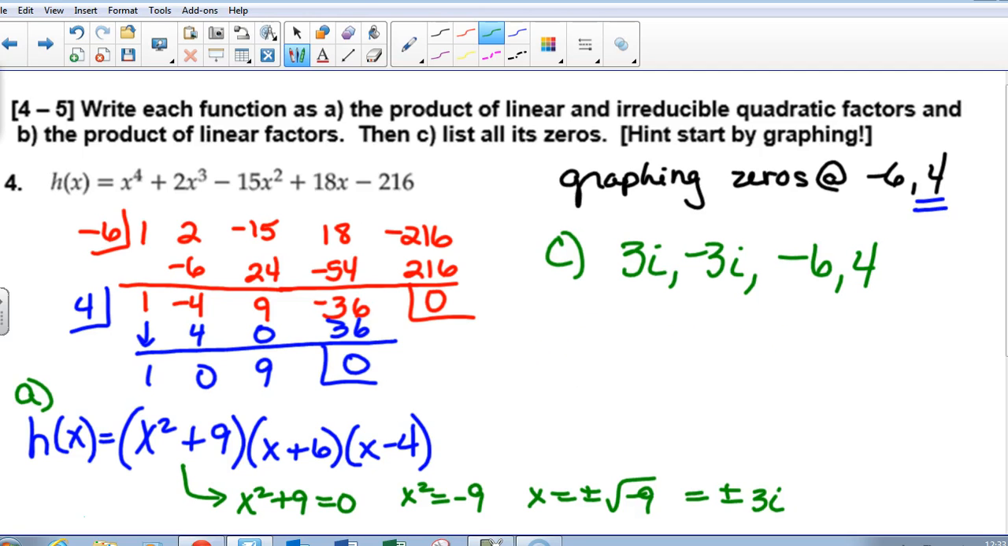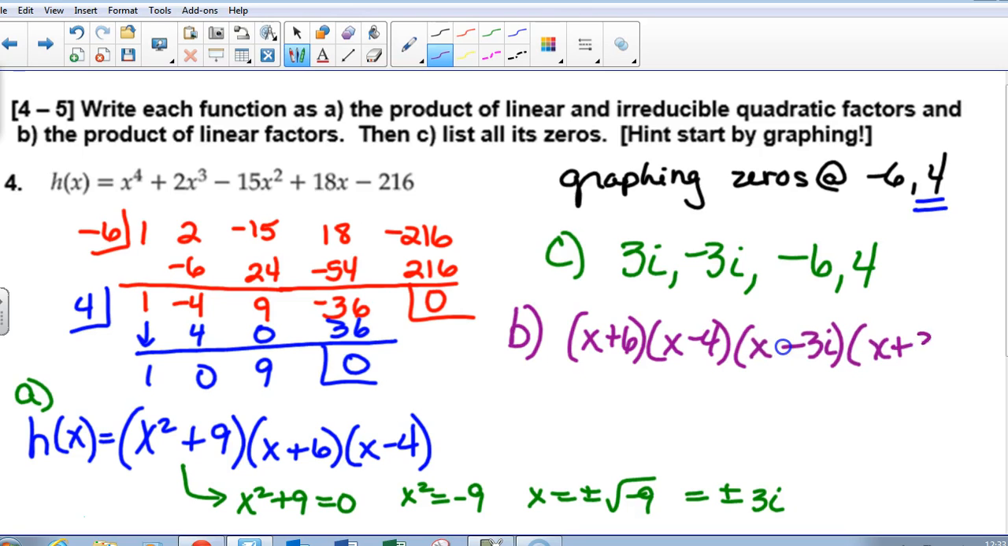Okay, but part B is list the linear factors. Anybody know what that's going to look like? 2 of them are x plus 6 and x minus 4. X squared plus 9. It's not a linear factor if it has an x squared in it. It's a quadratic factor. So we just need to write it as x minus 3i and x plus 3i. Linear factors means you can only have powers of x to the first.